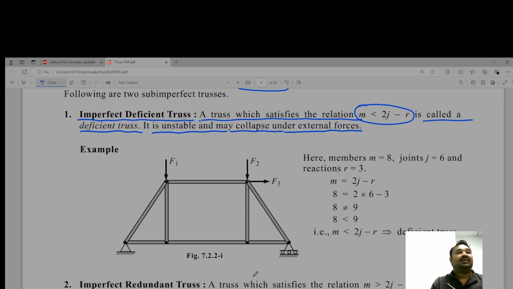Taking this example, we can see here M is equal to 8. And the joints: this one, this one, this one, 3, 4, 5, 6. That's why 6 joints. And for the support reactions, as you know, there is one roller and one hinge, that's why R is equal to 3. So what we are getting is 8 on the left hand side, which is less than 9. That's why it is a deficient truss.